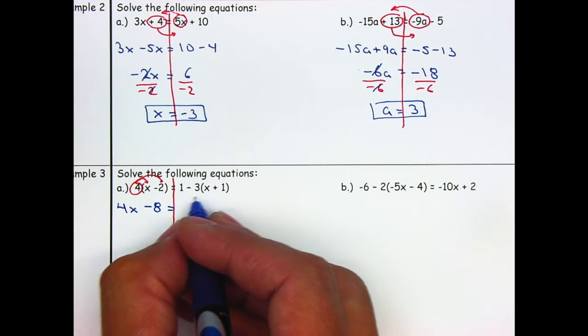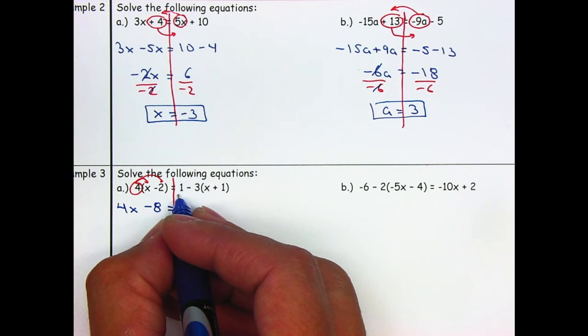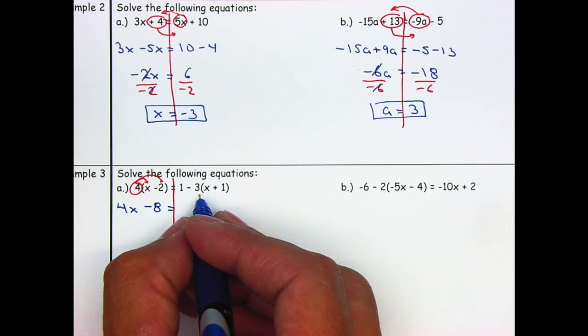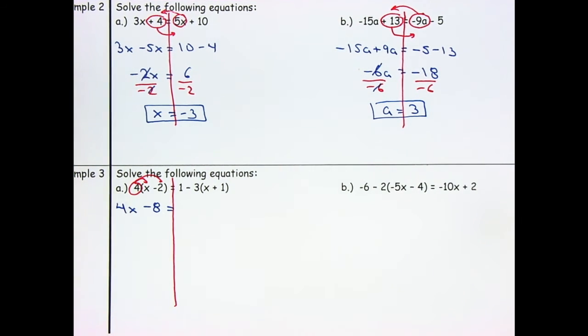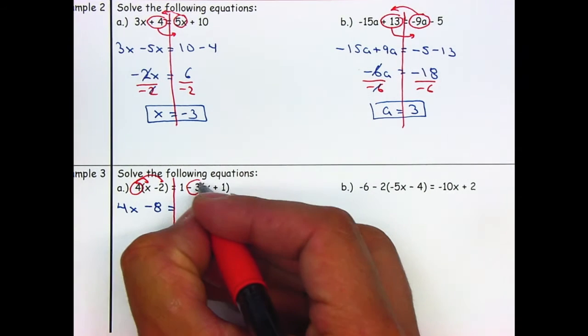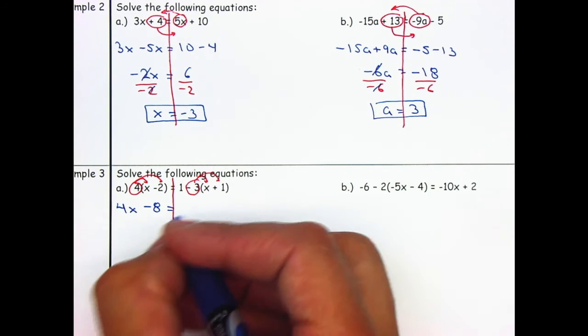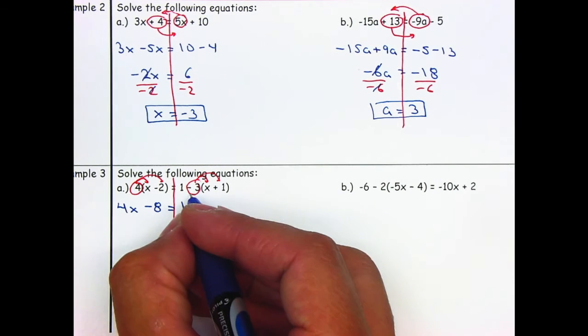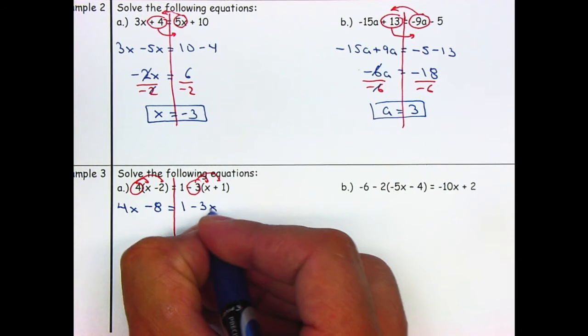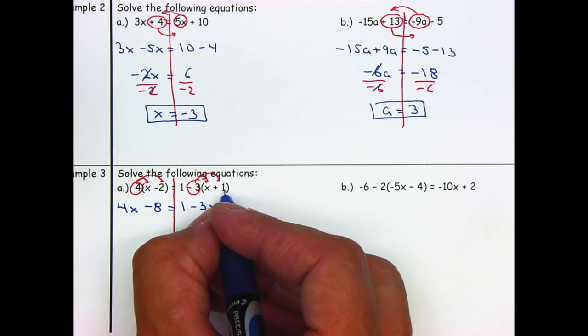Now be careful on the right hand side. Many of you are very tempted to subtract 1 minus 3. We can't. We have to use the distributive property first to multiply this before we subtract. We have 1 comes down. Negative 3 times x will be negative 3x. Negative 3 times 1 will be negative 3.